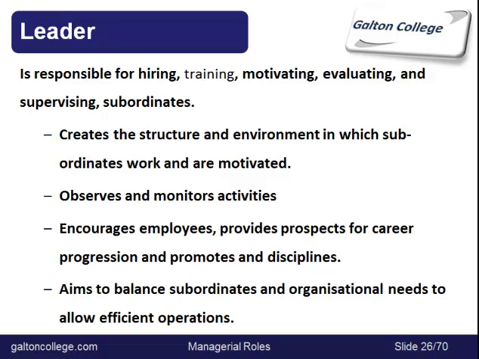So the manager aims to balance subordinates' and organizational needs to allow efficient operations. The manager tries to strike a balance. If the organizational needs are for a lot of work to go through, then it's for the manager to ensure that the work is properly resourced and performed safely, and that the staff can work within their capacity to ensure that the output is good quality and also meets the targets set by the organization.